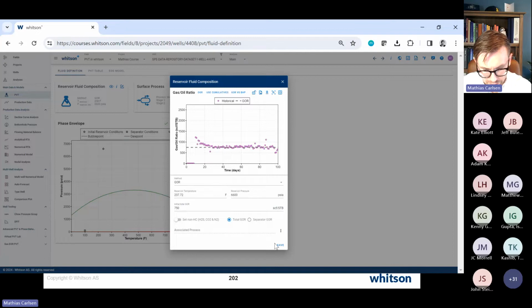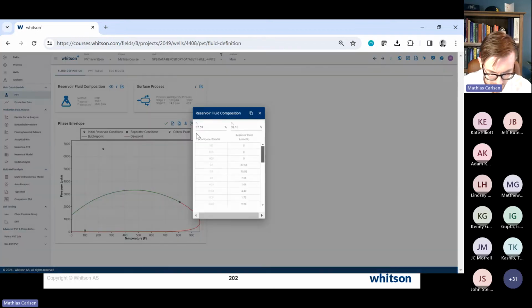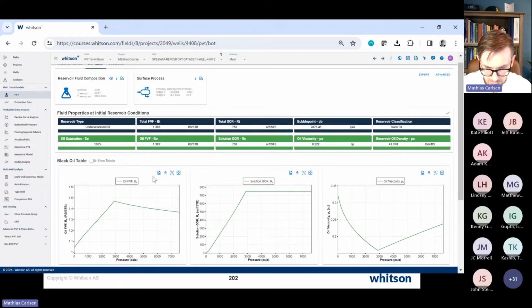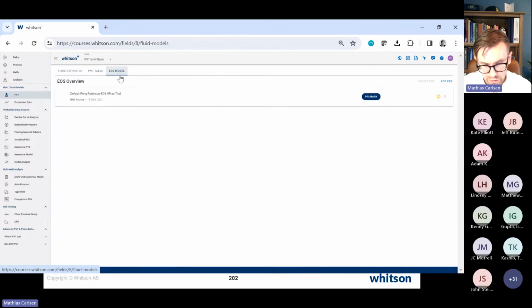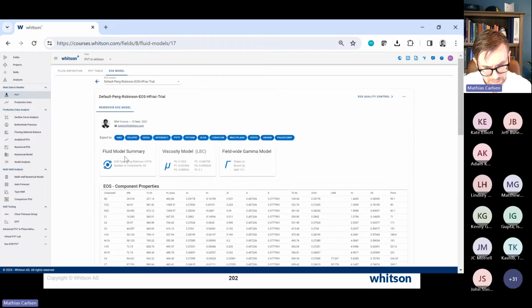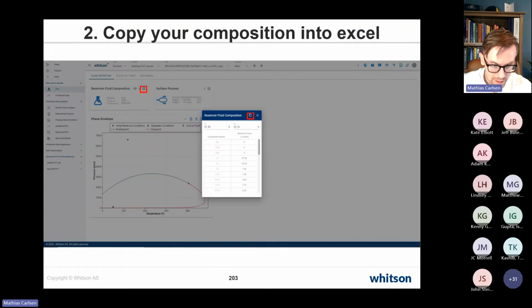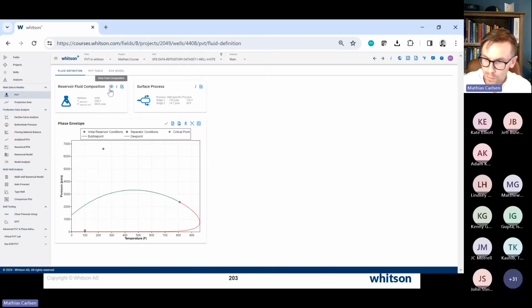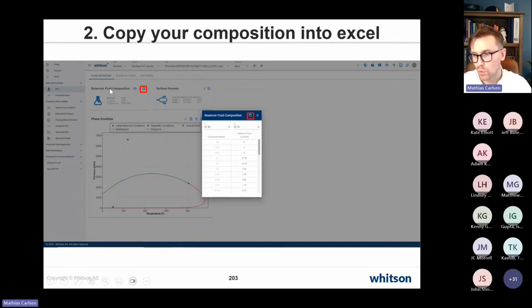Then you click Save, and you'll see that the software is predicting a fluid composition for you, automatically creating these tables. Again, behind the scenes, that's the equation of state model being used. Very good. The thing that I want you to do is click this button right here called View Fluid Composition. That's how you will see the compositions. For your particular well, you can copy that data into Excel by clicking this button if you want to do that.